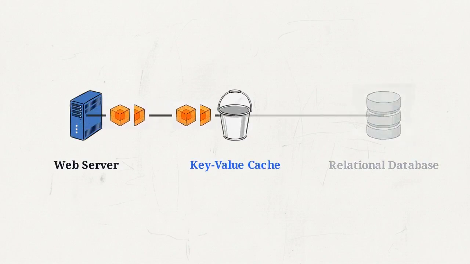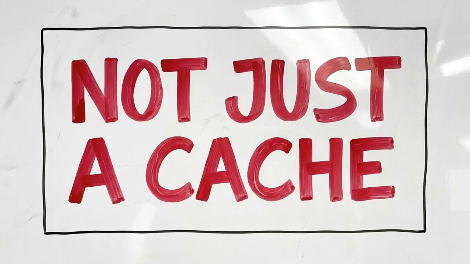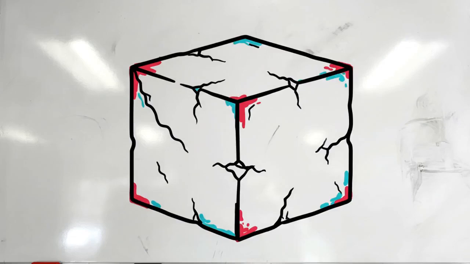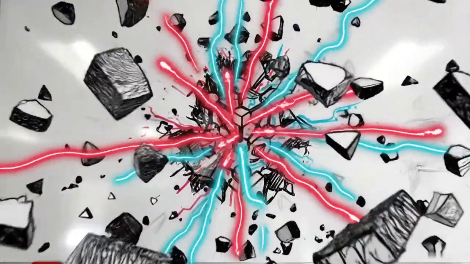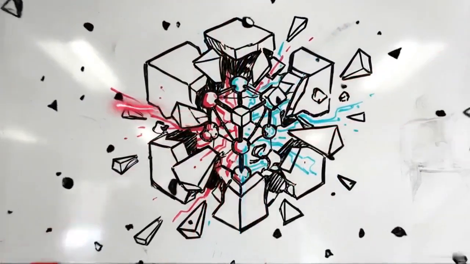block in the middle. The assumption is that this block acts as a simple, volatile cache, a temporary bucket to hold frequently accessed data so the server doesn't have to bother the main database. Limiting this layer to simple caching misrepresents how modern systems actually operate. Breaking open that caching block reveals a multimodal engine capable of transaction queuing, message brokering, and real-time indexing.